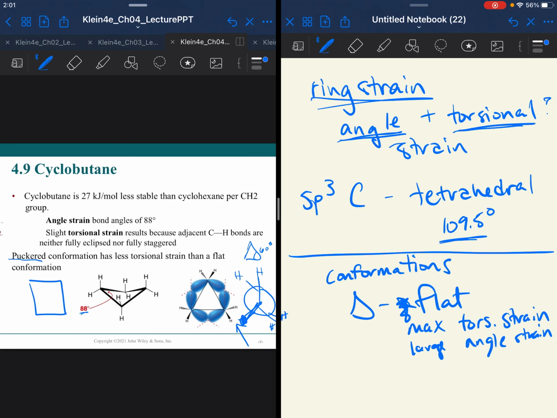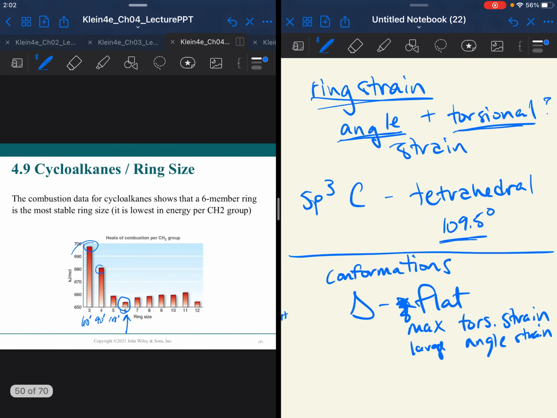It does make the angle strain a little bit worse, but it relieves some of the torsional strain, right? It's not fully staggered, but the torsional angle is going to be greater than 0, right? So it's not eclipsed, it's not perfectly staggered, it's not 60, but it's somewhere in between. So you get just a tiny bit more angle strain, but you relieve some torsional strain, and that makes it a little bit more stable, a little bit lower in energy, again, as we see here.